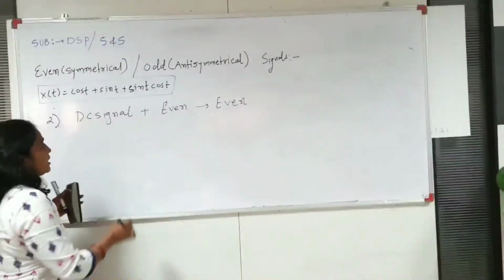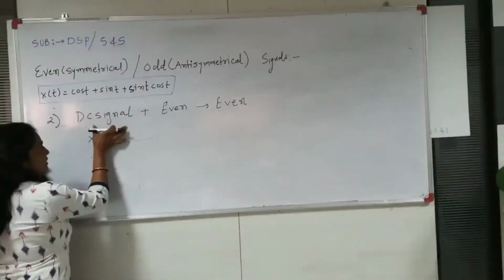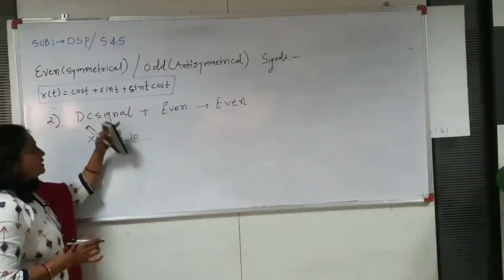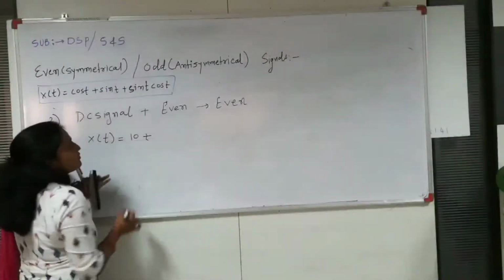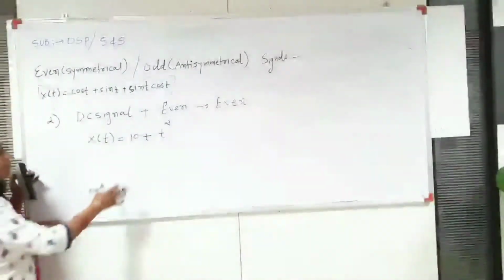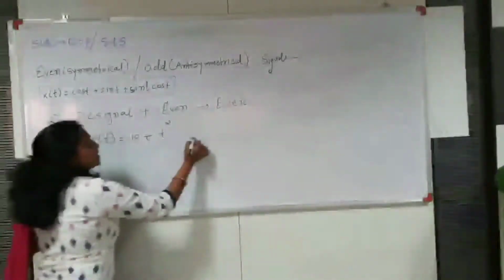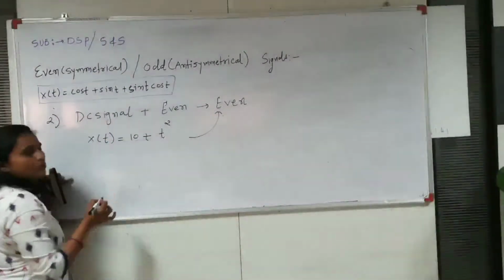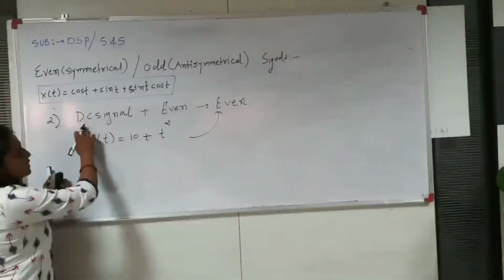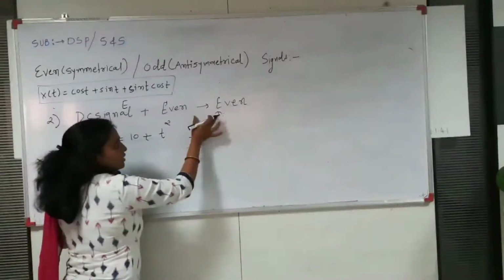How? So let's take one example, x of t. It's a combination of the DC signal plus an even signal. So let's take 10 as the DC signal plus any even signal. Right now I am taking t square, okay. So this is my general signal. Now this combination always becomes even. So first we will prove that, and then we will remember that a DC signal plus an even signal becomes an even signal.